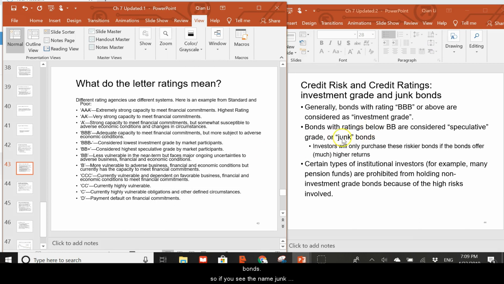So if you see the name junk bonds, you understand the quality of those bonds is not very high, and you are taking a lot of risk. And generally, investors would only buy these bonds if they offer very, very high return. So junk bonds have to offer pretty high returns to attract investors. Now, if you are managing certain portfolios, such as a pension fund, which needs to be pretty safe, you will not be allowed to invest in those junk bonds because of the high risks involved.